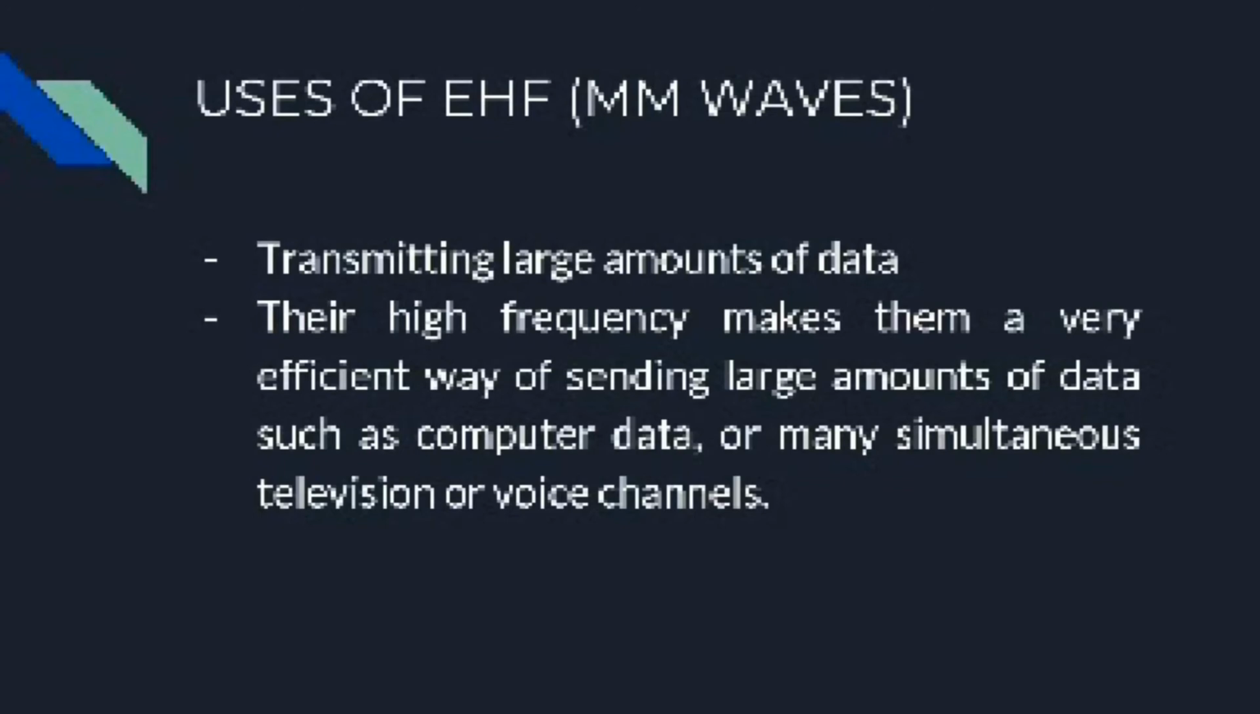A kilohertz is 1,000 cycles per second. A megahertz is 1 million cycles per second. Increases in the amount of information transmitted require the use of higher frequencies. This is where millimeter waves come in. Their higher frequency makes them a very efficient way of sending large amounts of data, such as computer data, or many simultaneous television or voice channels.